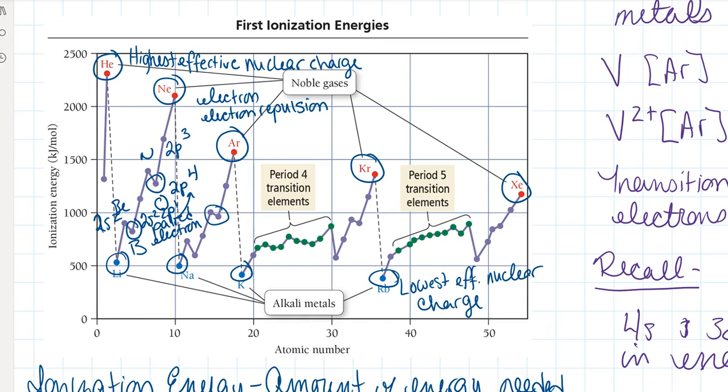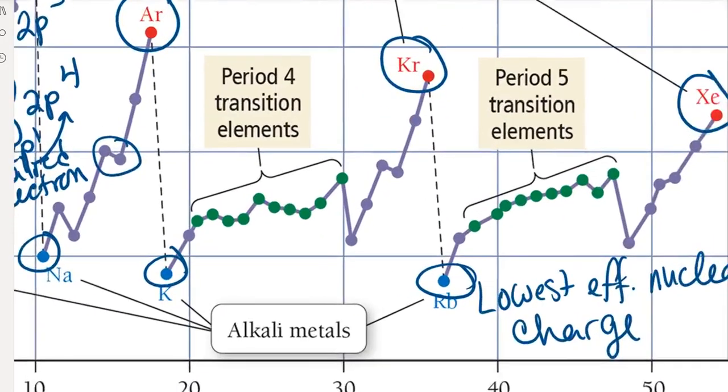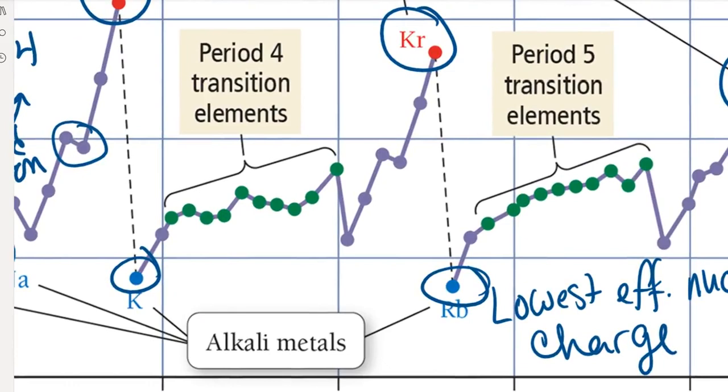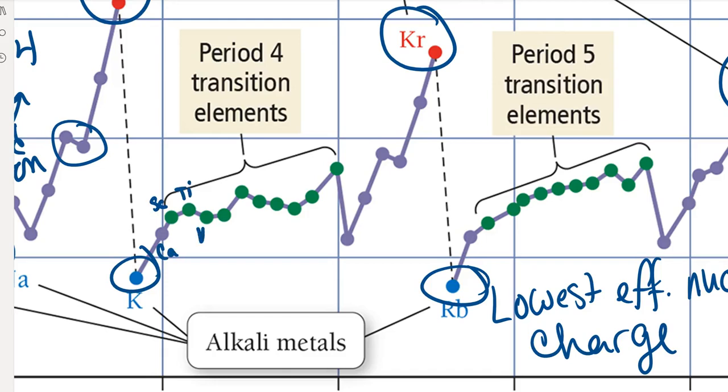So then let's take a look at one more interesting trend inside of the period 4 transition elements. I'm going to blow this up a little bit. So we'll do the same thing that we did last time. We're going to label some of these elements here so we can pinpoint which one's which. We've got potassium, calcium, scandium, titanium, vanadium, chromium, manganese, iron, cobalt, nickel, copper, and zinc.